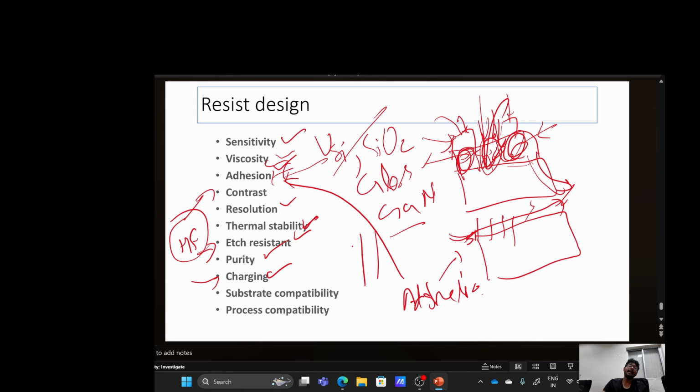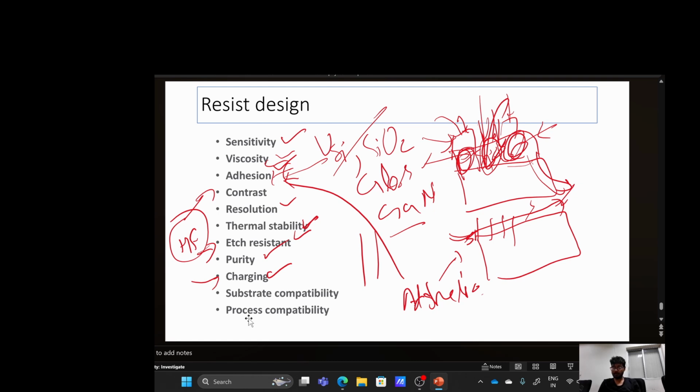And substrate compatibility: because you are using a lot of different kinds of substrates, it should be compatible with the substrate. And process compatibility: after this lithography process, you are using either wet etching, dry etching, or metallization, and maybe some other process. It should be process compatible with that.